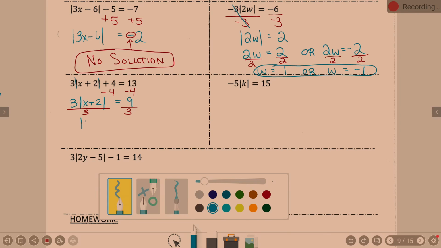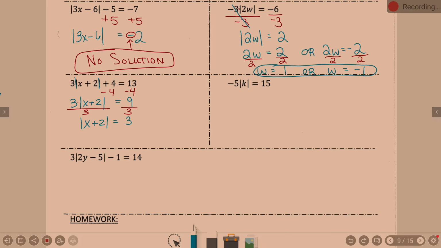So then, I finally have absolute value of x plus 2 equals 3. 9 divided by 3 is 3. Is my absolute value by itself? Yes. I now have absolute value of x plus 2.